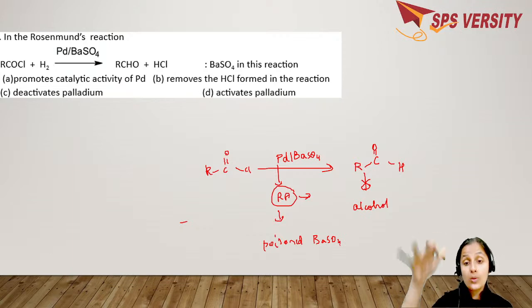What do you mean by poisoned? You are going to reduce the catalytic activity. The catalyst shouldn't act so much that you get the next product, which is alcohol, which you do not want. If you want the reaction to stop at aldehyde, then you treat it with palladium over barium sulfate. So that is poisoned with barium sulfate. When it is poisoned with barium sulfate, it deactivates palladium so that it doesn't act very much. So the correct answer would be option C.